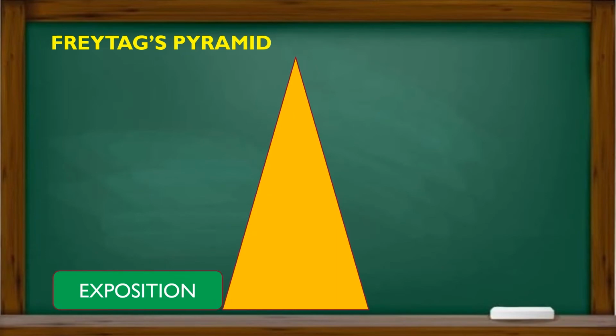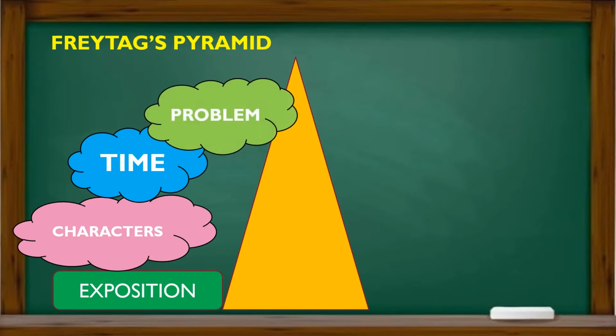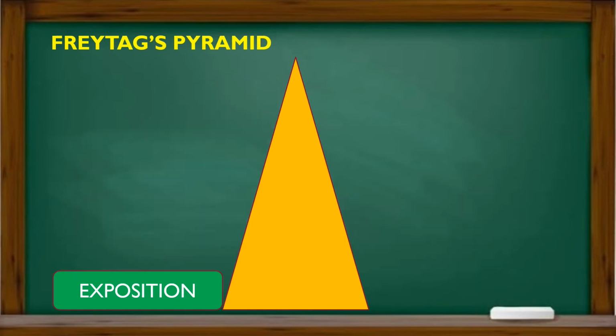When we say exposition, it introduces the characters, time, and the problem of the story. And of course, it usually occurs at the start of the story up to the point where an inciting incident happens for the main character to handle or solve. The exposition creates the beginning of the story. Next is the rising action.